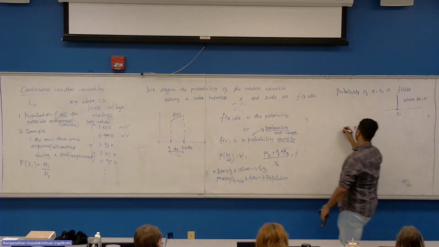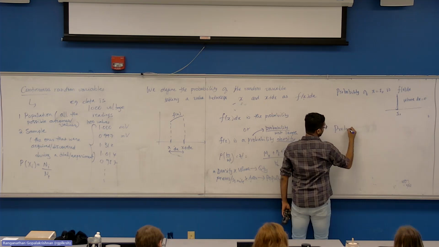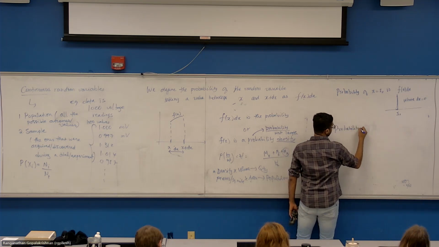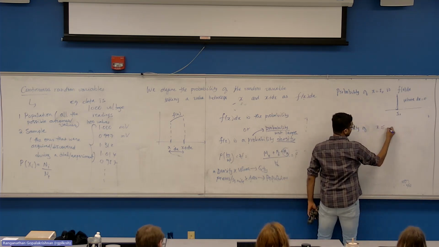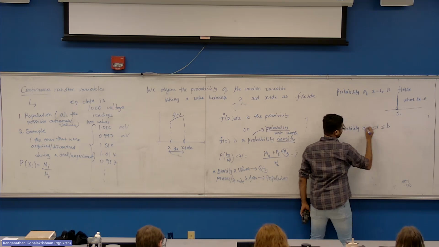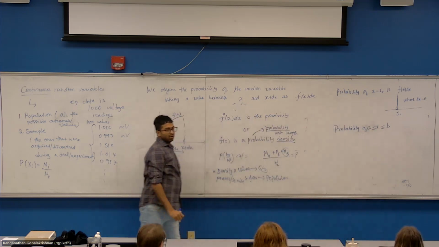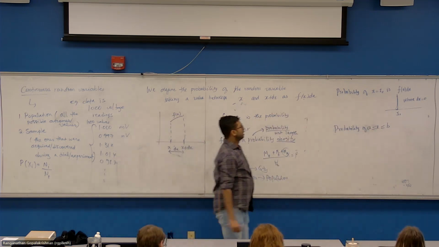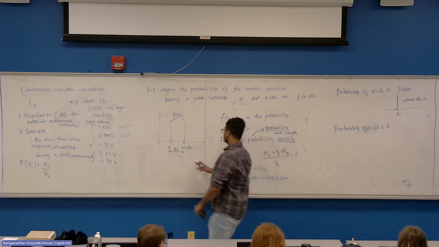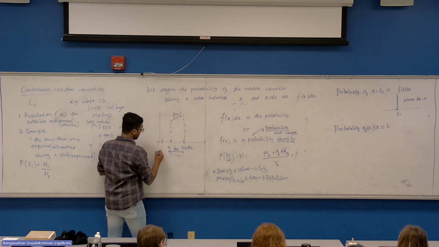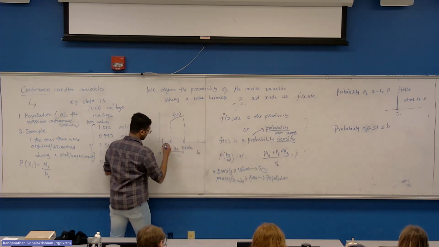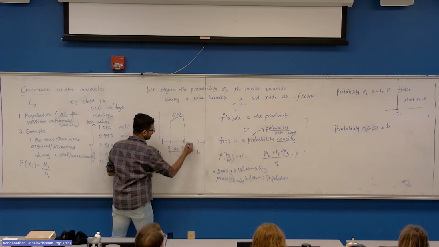So by extension, if I say, what is the probability of x lying between A and B? What would you say? I'm considering this where my x can vary between A and B. How would you interpret that statement?